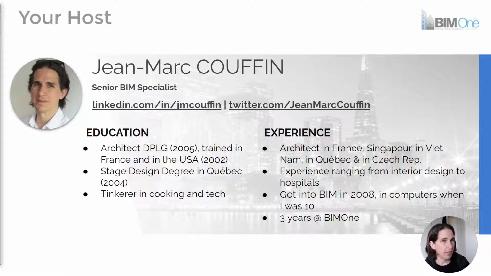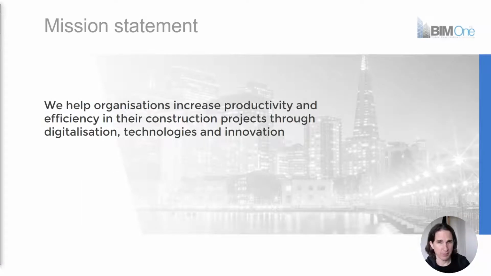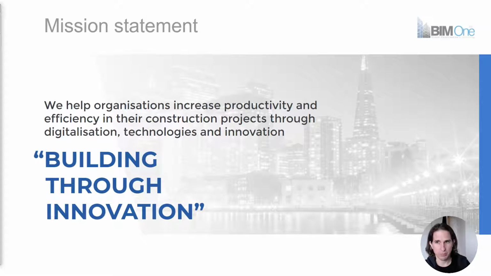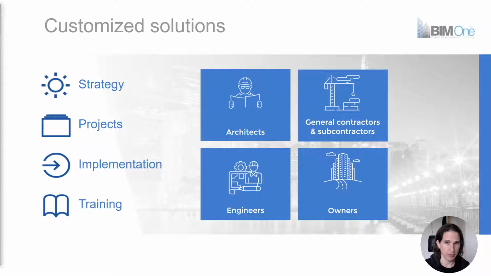So a quick intro about BIM One, the company I'm working for. It has a sister company that is BIMtrack. You might know it. BIM One helped at the very beginning to develop BIMtrack. That's how we are related. Our mission statement: we try to help organizations increase productivity and efficiency in their construction projects through digitalization, technologies and innovations as well. We provide some customized solutions, strategy, project implementation as well, and some training. And this for all the people around the construction environment.